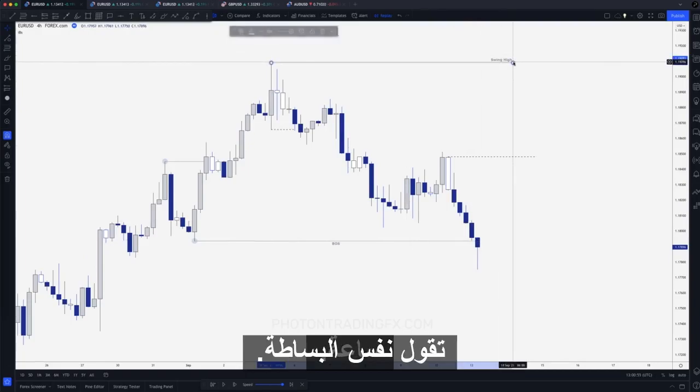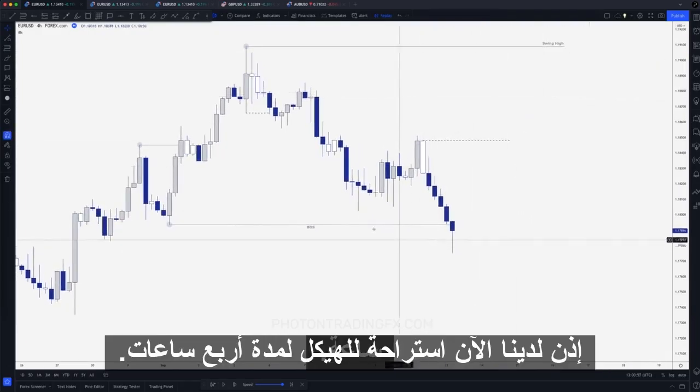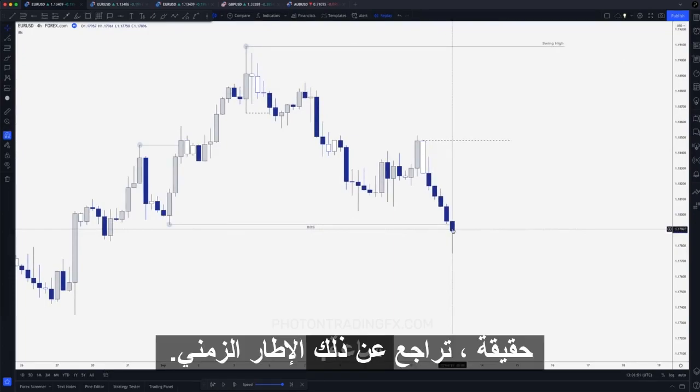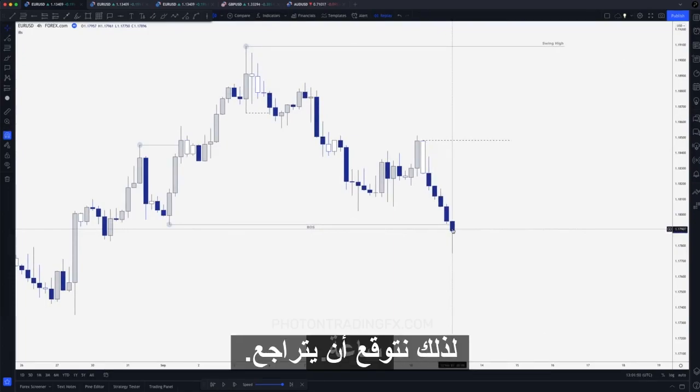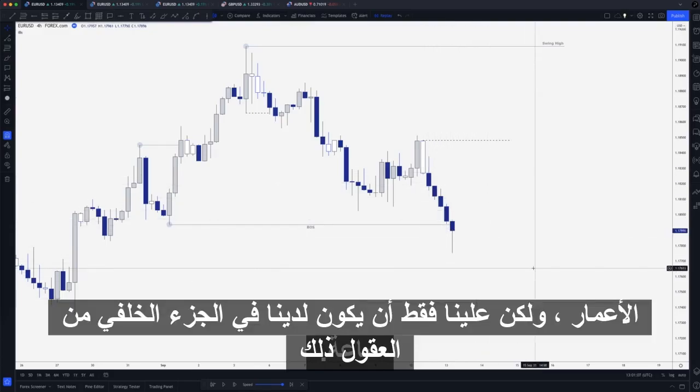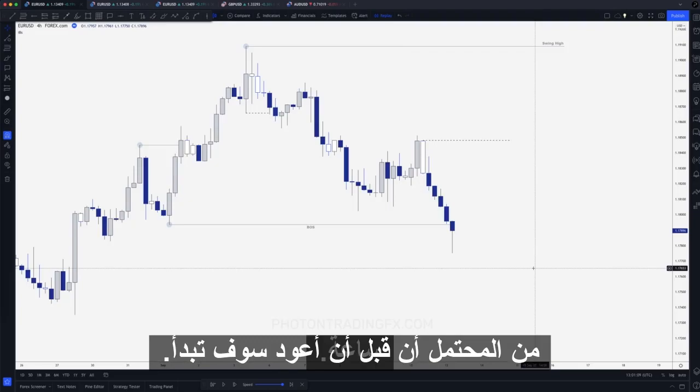In this case, it stays the same. Simple. So now we have a 4-hour break of structure. What do we expect? We expect a pullback on that time frame, so a 4-hour pullback. Now, it doesn't have to happen straight away. Price could tank for ages, but we just have to have in the back of our minds that potentially a 4-hour pullback is going to kick in.